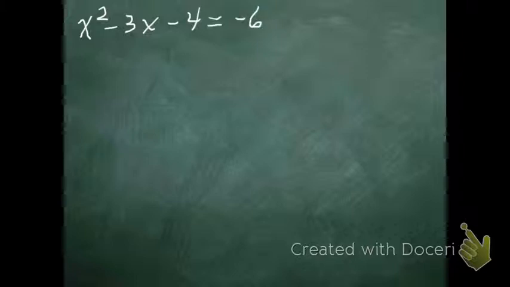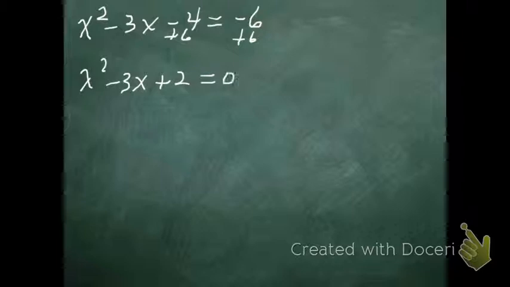Okay, next example. Here we want to solve x squared minus 3x minus 4 is equal to negative 6. With this one, I don't have it in standard form yet, so I need to get this equal to 0. So I'm going to add a 6 here, and then I need to add 6 over here too. So we end up with x squared minus 3x plus 2 is equal to 0. Okay, now we've got our standard form.